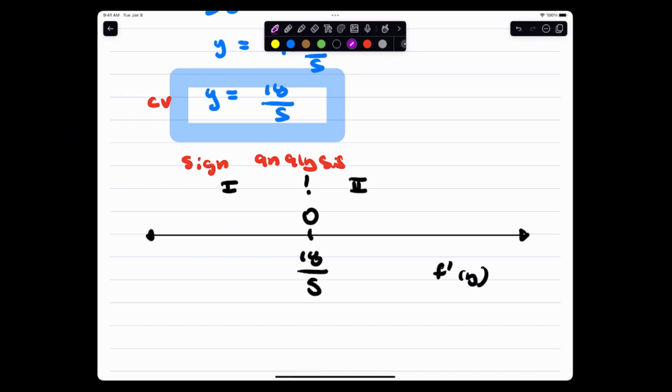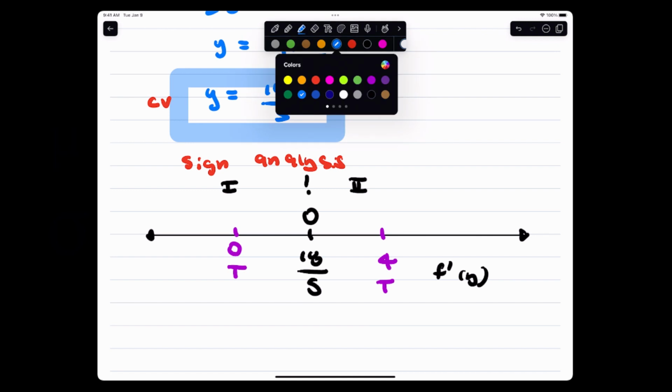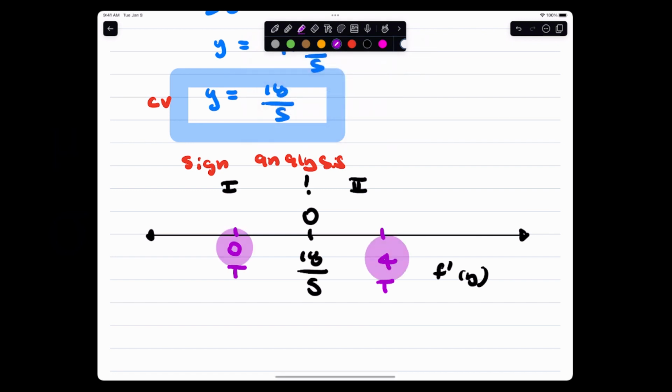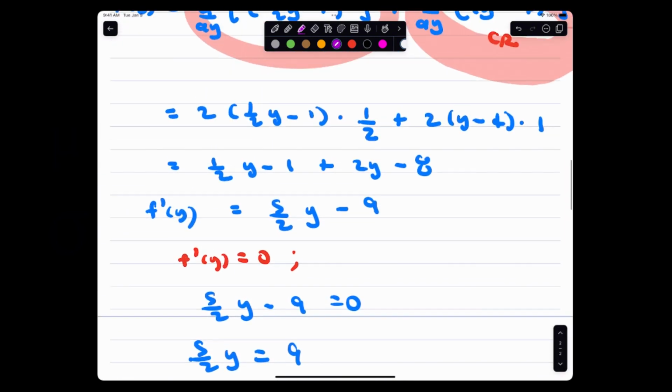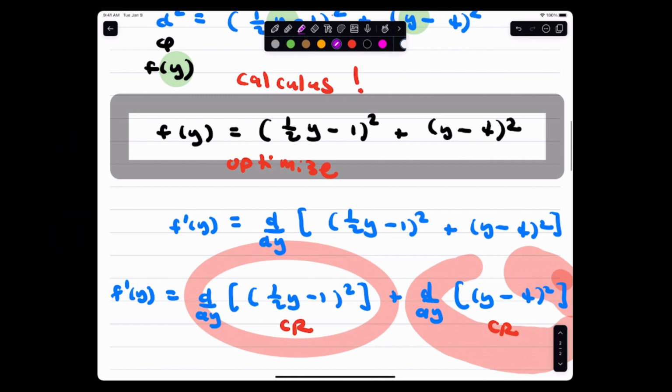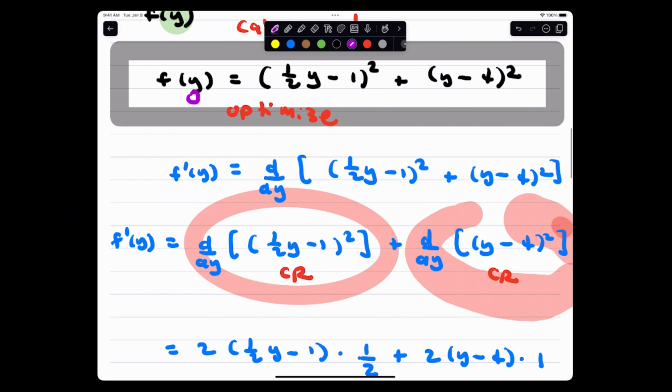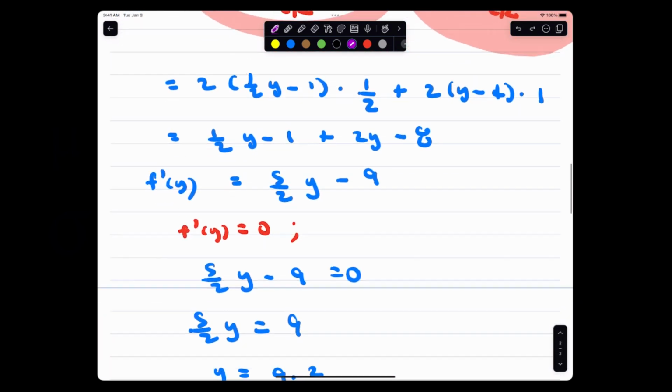So I have 2 regions, one to the left and one to the right. When I'm going to use test points, I like 0. It's available. And then 18 fifths, I think 4 is available. Is that true? As a test point. And I got to use that on the first derivative. So I'm going to go back and say, what was the first derivative? Here we go. The first test point, if I plug in 0, oops, sorry. No, that's not the first derivative. Where's our first derivative? What's f prime of y? Here it is.